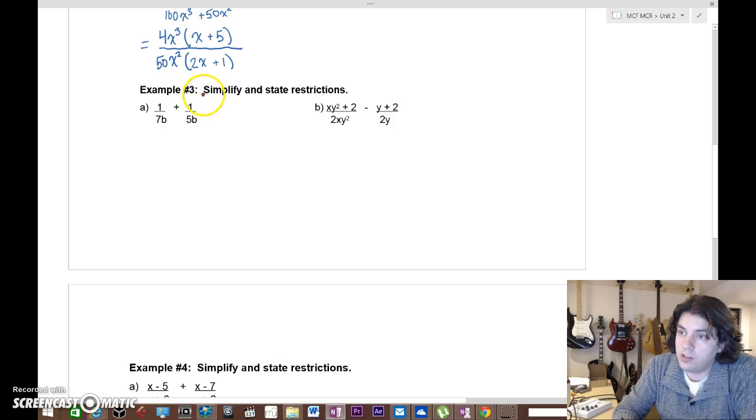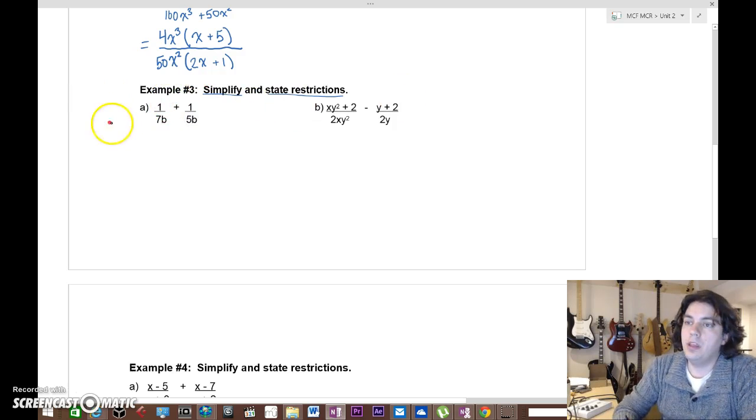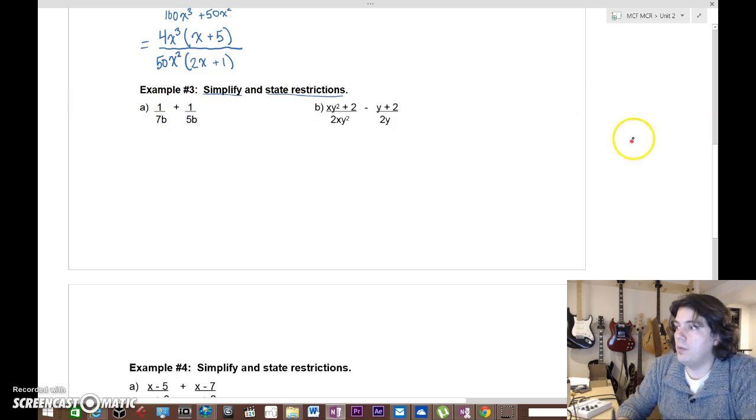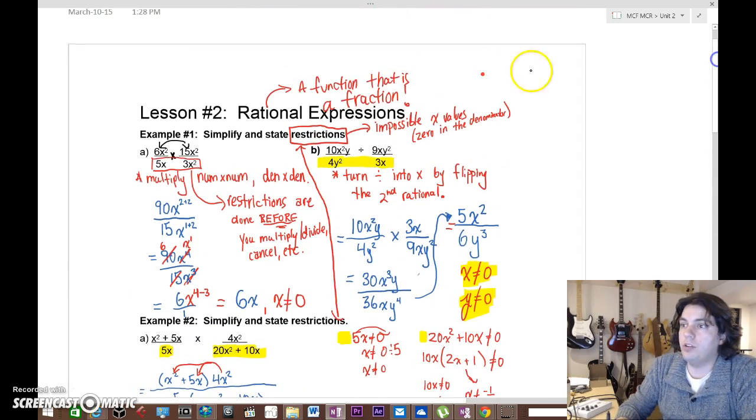So today we're going to simplify and state restrictions again, just like we did yesterday. But today, if you look, the operation involved is addition. Now, rational expressions, you'll remember, we said are any expressions that contain a fraction.